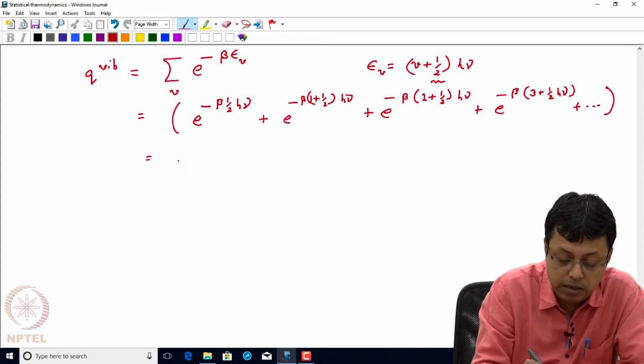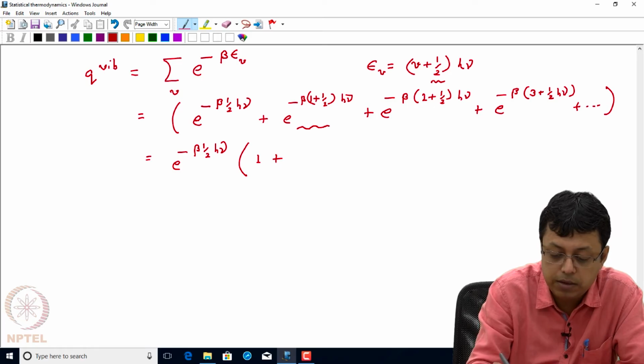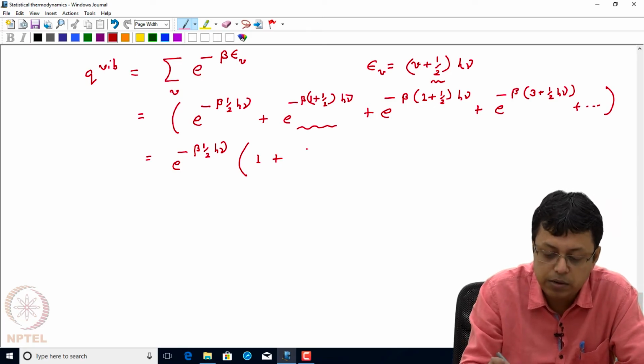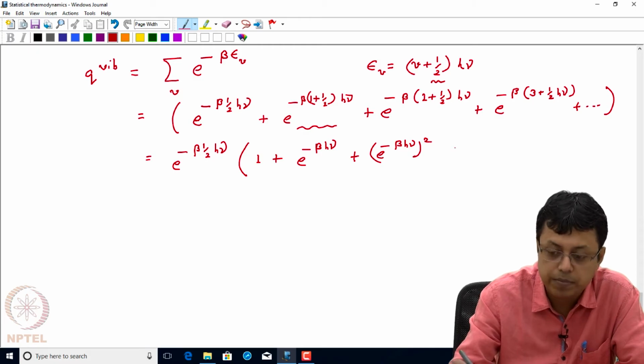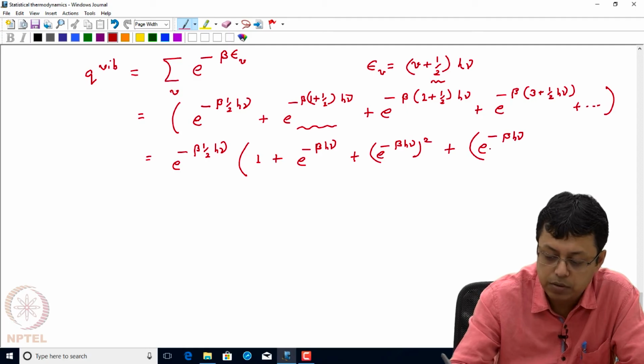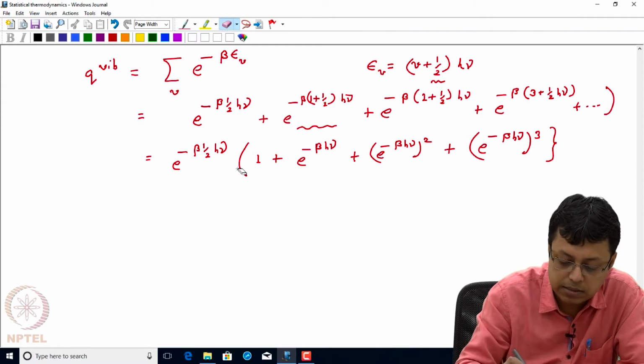So what we can do is take that half h nu term common, and then inside the bracket I'll have 1 plus, for the second term, e to the power minus beta h nu. The third term will be minus beta 2 h nu, so I'm writing that term as e to the power minus beta h nu squared. And similarly the fourth term I'm writing as e to the power minus beta h nu cubed. We should use different brackets here.